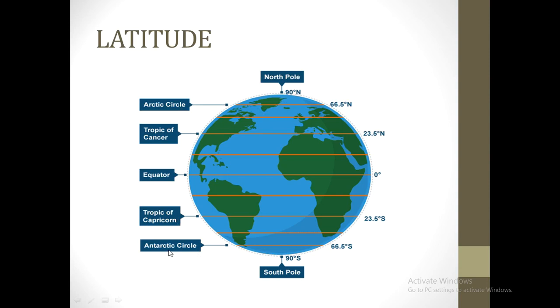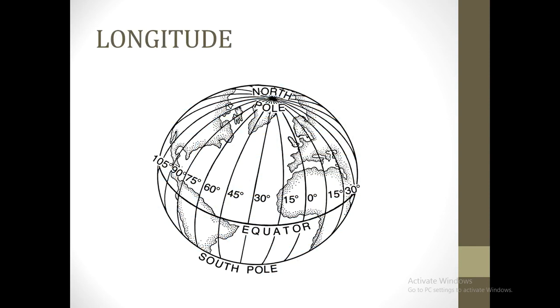The 90 degree point on the north is called the North Pole. The 90 degree point on the south is called the South Pole. But all the latitudes are imaginary lines only. Now let us see longitudes.